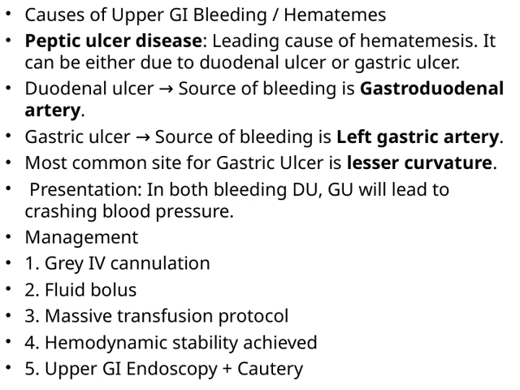Speaking of management, the first step is establishing gray IV cannulation to secure venous access quickly. Then, administering a fluid bolus helps stabilize the patient's blood pressure. In severe cases, we follow a massive transfusion protocol to replace lost blood efficiently. Once we achieve hemodynamic stability, the next step is usually upper GI endoscopy. This allows us to visualize the source of bleeding directly and often perform cautery to control it.